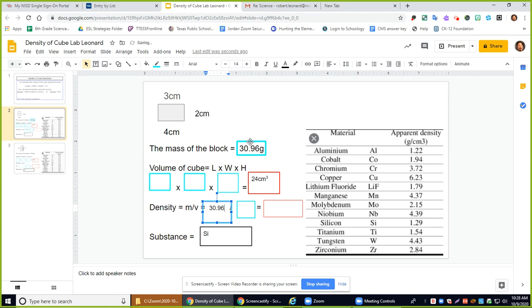And where did I get that? I got that from right here. It was given to us in the problem. So 30.96 grams. What is the volume? Well, that's what we solved for with the cube. The volume is 24 centimeters cubed. Y'all have calculators. What is 30.96 divided by 24? Let me know for those of y'all that have calculators.